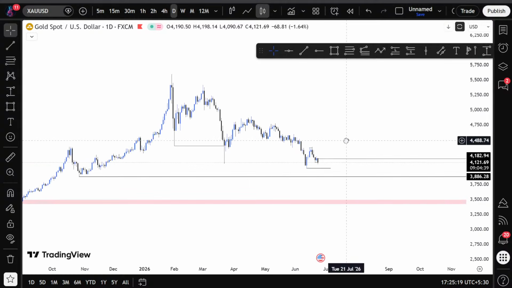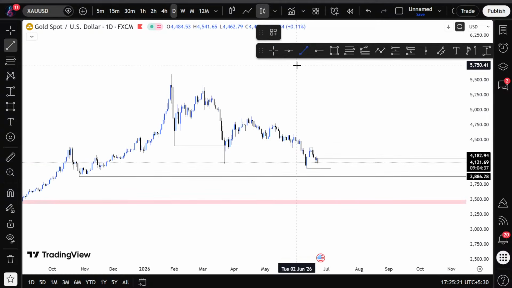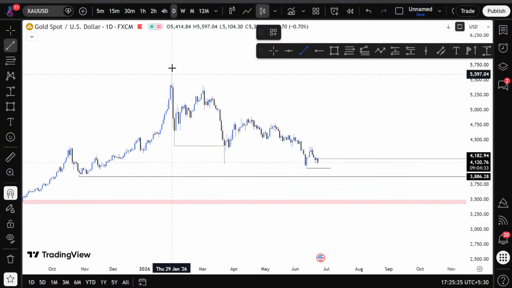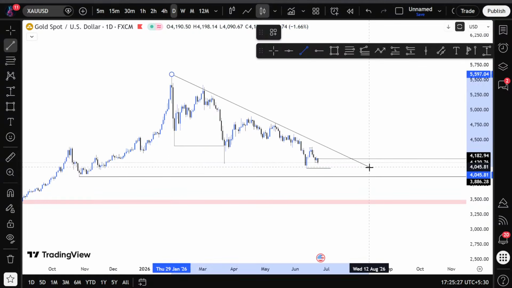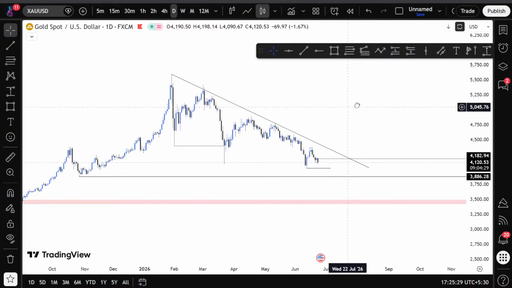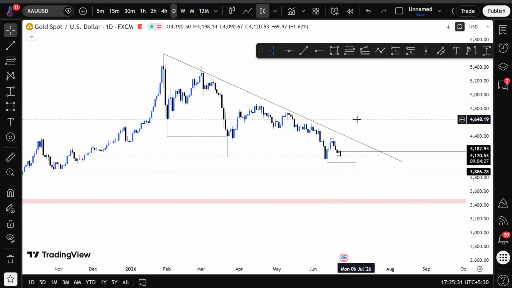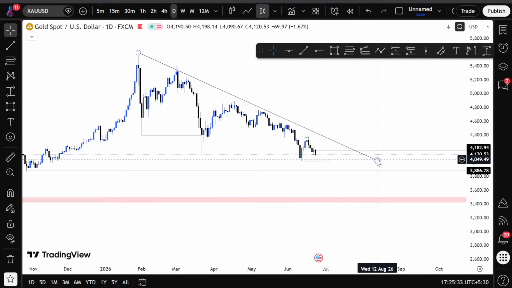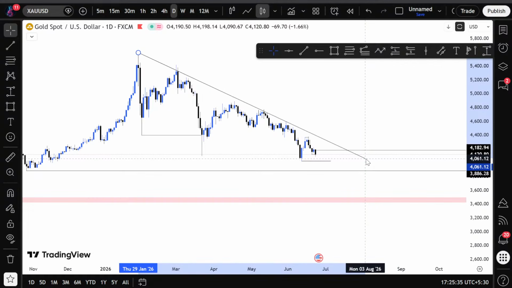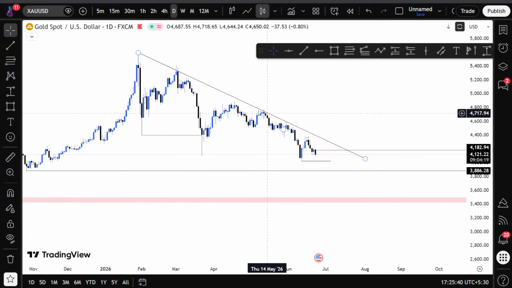Go with the clear one. If you can see two or more touches on the same trend line, then it is valid. This is a valid trend line. You can put it over here too. Two or more touches: 1, 2, 3, 4. So it is valid.